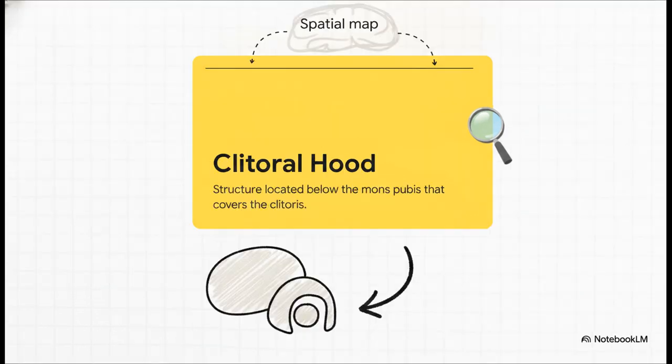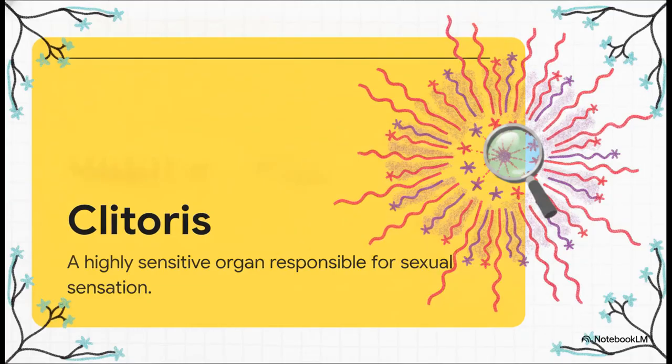fatty pad. Moving inferiorly, or just below it, we hit the clitoral hood. This is exactly how you want to memorize it spatially. First, the mons pubis, and right below it, the clitoral hood. As the name obviously suggests, this structure serves to cover and protect the clitoris. And tucked right beneath that hood is the clitoris itself.